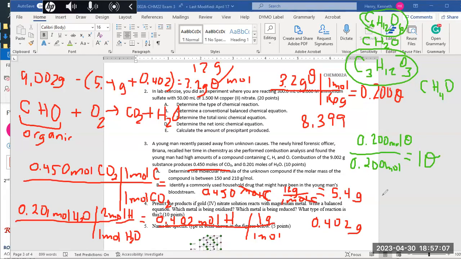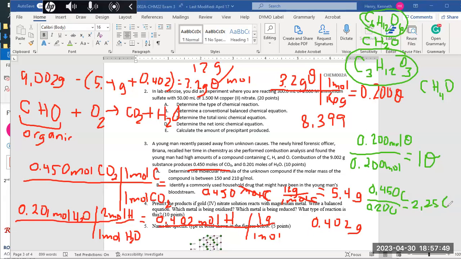Then we take a look at our carbon. We would go 0.450, and we're dividing that by 0.2. What is that going to be? 2.25. Okay, so it's 2.25, which isn't a good one. Yeah, because what do you do then? I'll show you in a minute. So we're going to write down 2.25 for carbon.